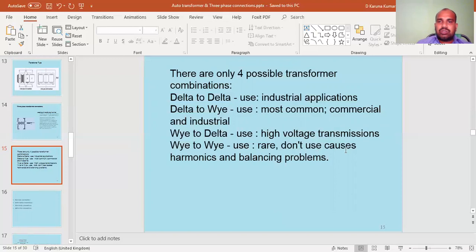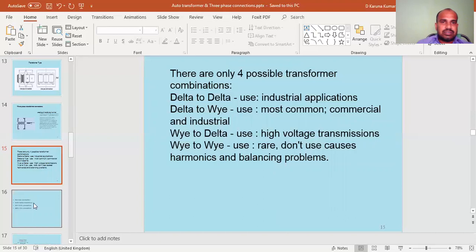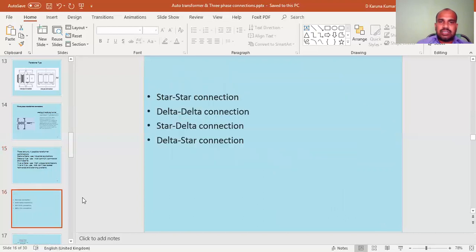Okay, it is not used because of harmonics and balancing problems. This Y to Y combination of three-phase transformer is only discussed theoretically, practically it is not used. The combinations are star to star, delta to delta, star to delta, and delta to star.